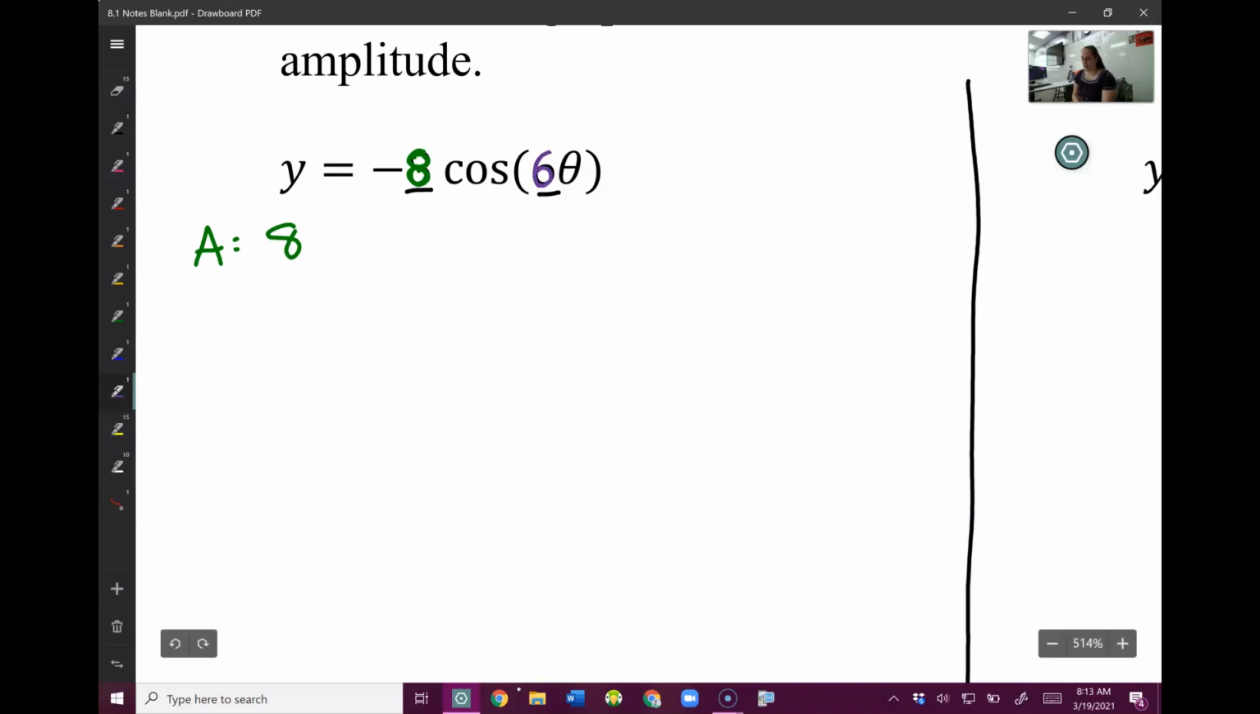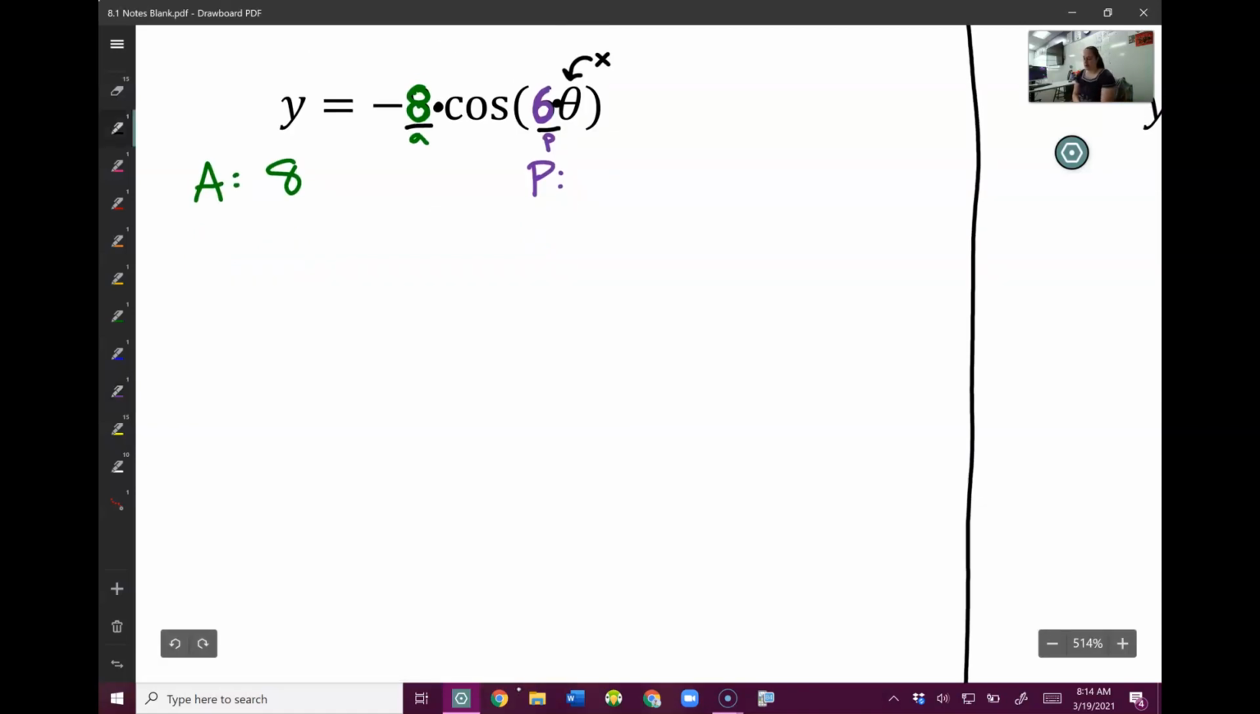The 6 is your period. Now, I'm not actually going to do the period yet because it's a little weird. We'll talk about that one in just a second. Now, I do want you to notice that both of these numbers are multiplying. It's 8 times cosine, 6 times theta. By the way, this theta is the same thing as x. It's just a variable. But both of these, amplitude and period, are a number times something. That's going to be a very important idea for our next lesson. Okay, now let's talk about how to graph this.